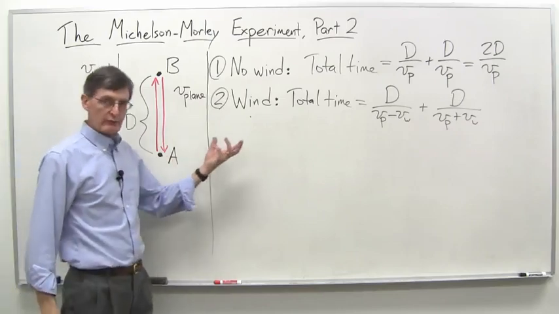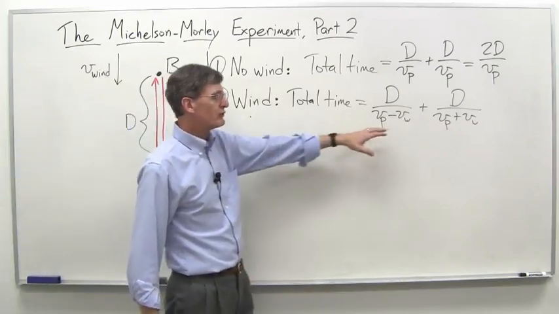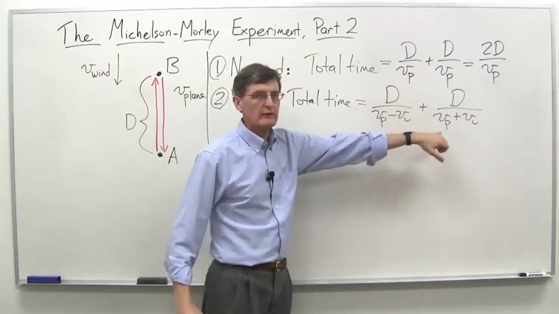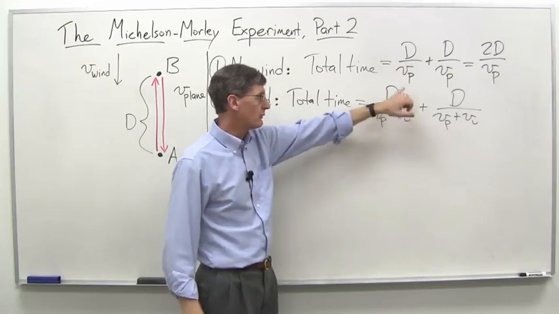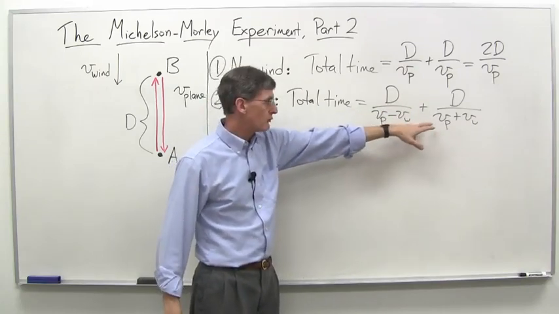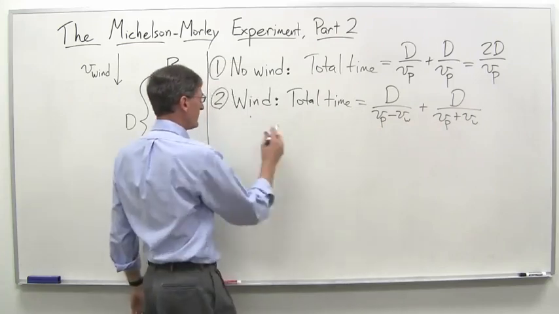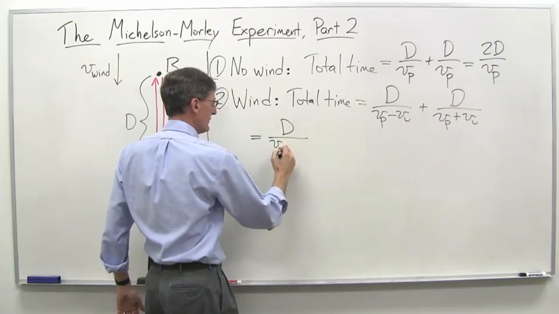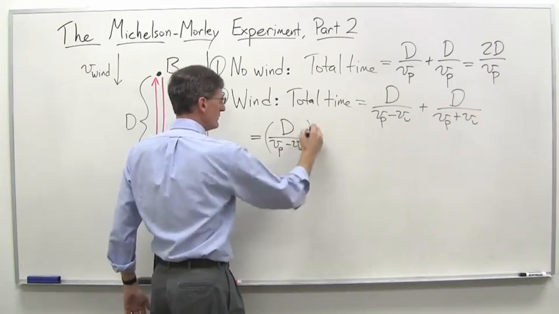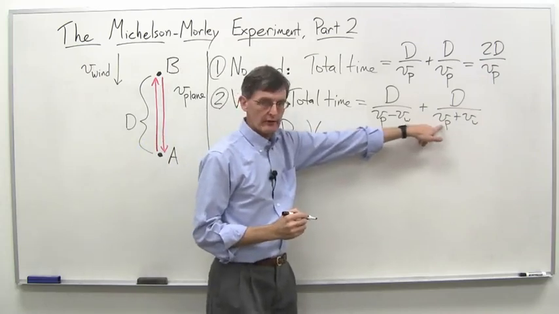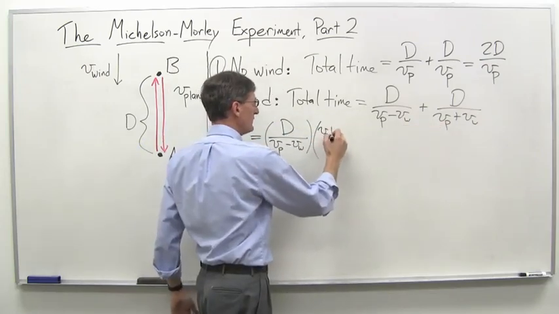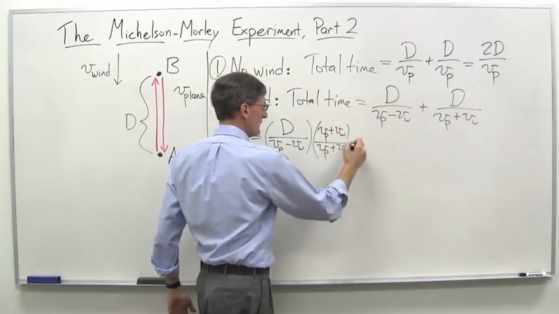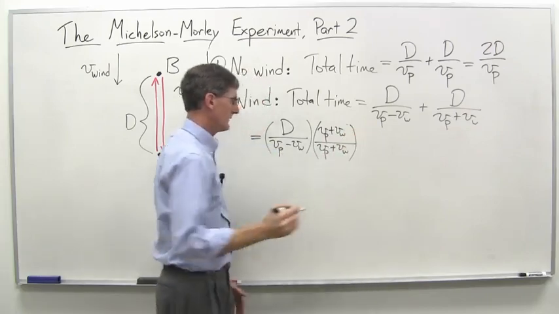So this is one of the reasons we did the math reminder here. We have two fractions. We want to add them together so we can combine them. We need to get common denominators, and the little trick we use is we multiply each in the form of 1, but with the other denominator. So here's what we're going to do. We're going to say this equals d over Vp minus Vw times the other denominator in the form of 1, Vp plus Vw over Vp plus Vw, like that.